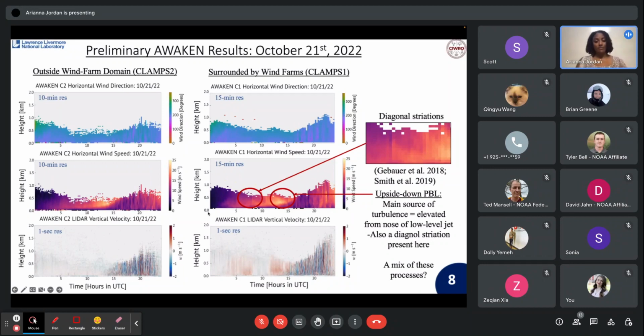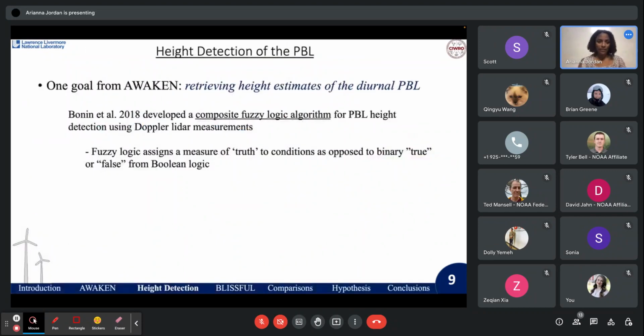So the features are the same, but what's different is the wind turbines are in this vertical velocity. And if you look at the 0.2 kilometer range, you see this increased area of mixing, and that would be where the wind turbines are located. So there's still a lot of questions, but it's a really interesting case just from this one day.